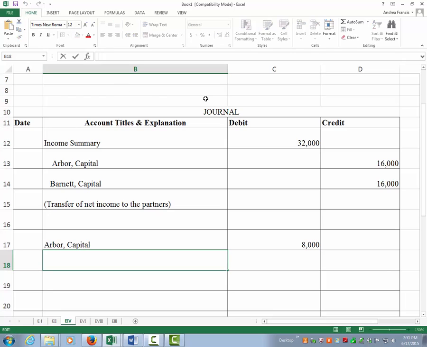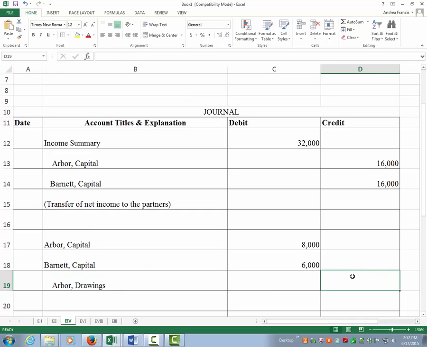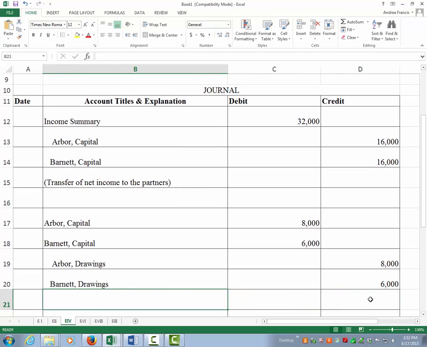And if you look on your handout, you'll see that Barnett's drawings were 6,000, so we will debit Barnett's capital account with $6,000. And then the credits here are going to go against each individual partner's drawings account. Again, the reason is that this credit will zero out the drawings account, which means that next year the partner can start on a zero drawings balance, because drawings is a temporary account. This is all a discussion from chapter 4 of accounting 1, which is closing journal entries.